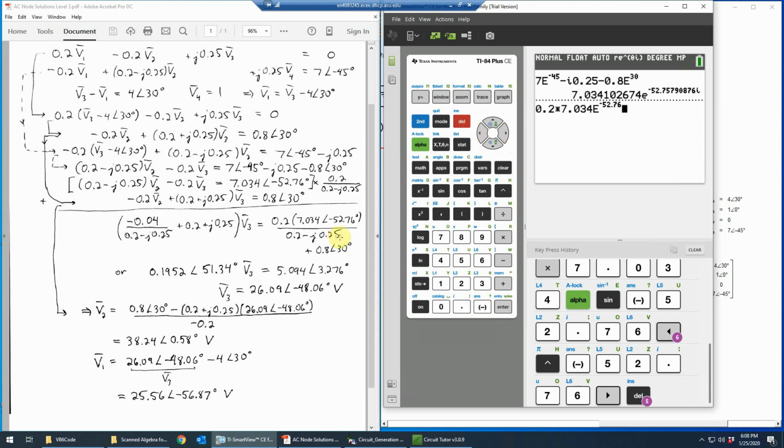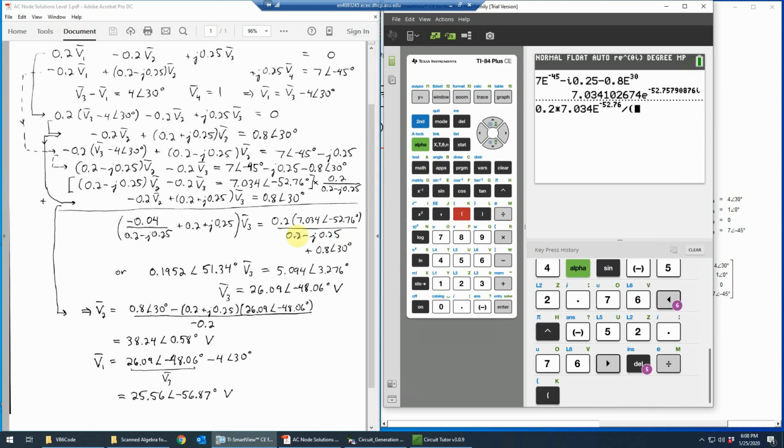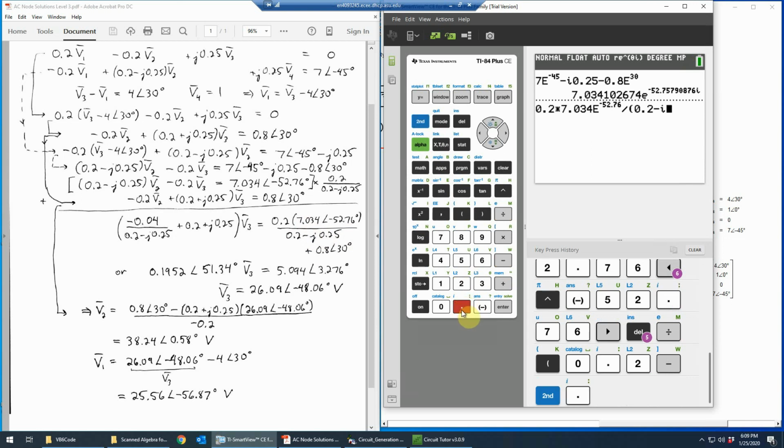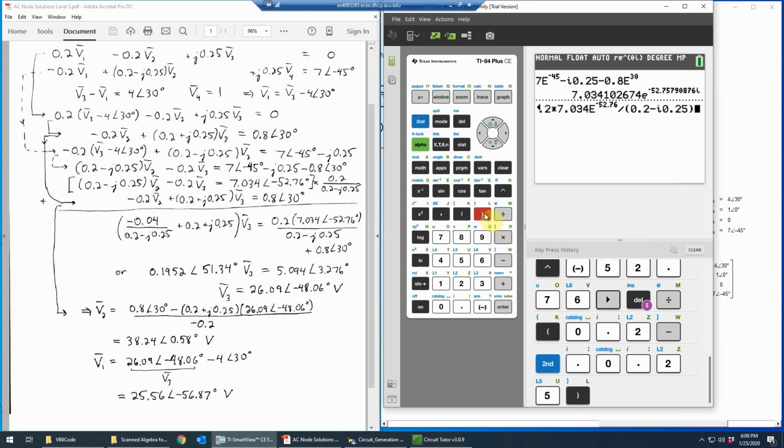And then that's got to be divided by this complex number here, so I need to put that in parentheses. Otherwise, by standard order of operations, it wouldn't divide by the entire thing. So we're going to go 0.2 minus j, which I get down here off this key, times the 0.25. Then we need to close the parentheses in the denominator. And then I can just add to that the second term, which is going to be plus 0.8.